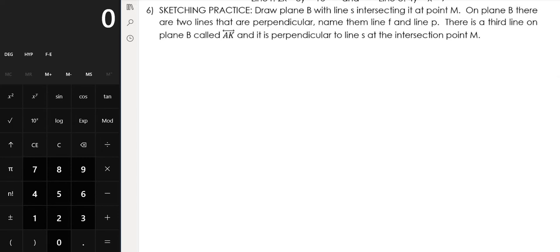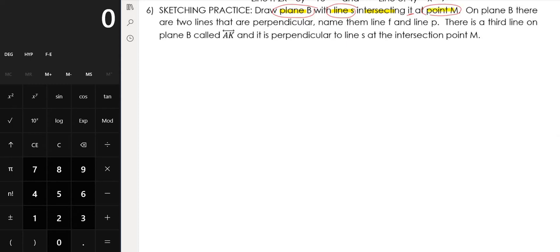We're going to go back and take it step by step and come up with a pretty cool sketch. All right, draw plane B. It's the first thing we have to draw, plane B with line S. So we're going to have a line called S intersecting it, meaning intersecting the plane at point M. Okay, so we have a plane and a line cutting through it, and where it intersects, we're going to call that point M.